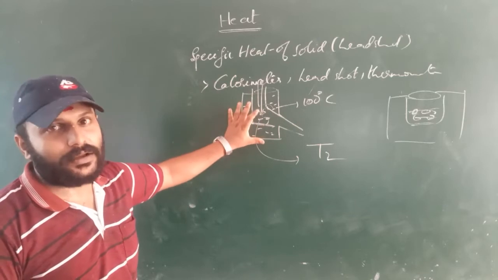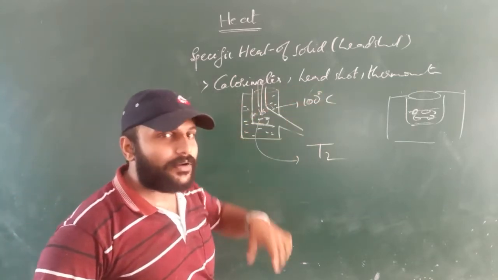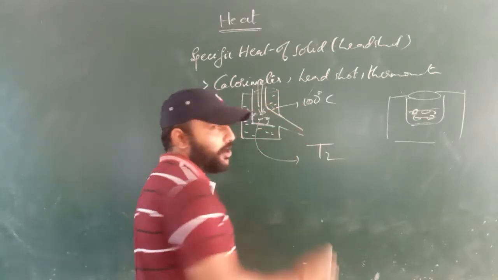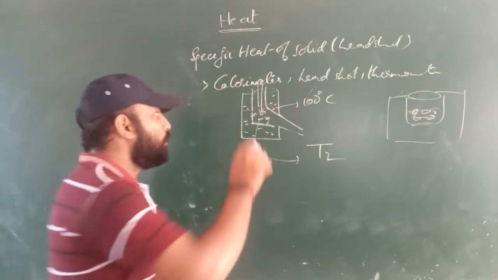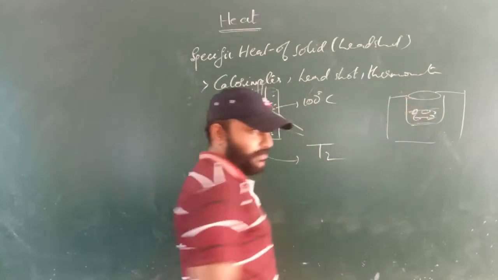I have heated the lead shots with the steam heater. As I said, it can attain a temperature of 100 degrees Celsius. Now what I have done? I have measured the temperature of the lead shots, and we have got the temperature of the lead shots as T2. Now I have quickly replaced the lead shots into the calorimeter.